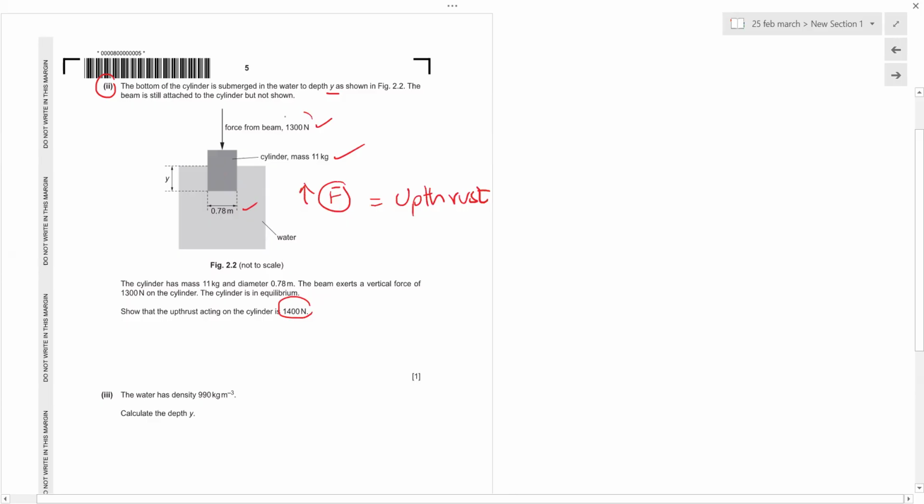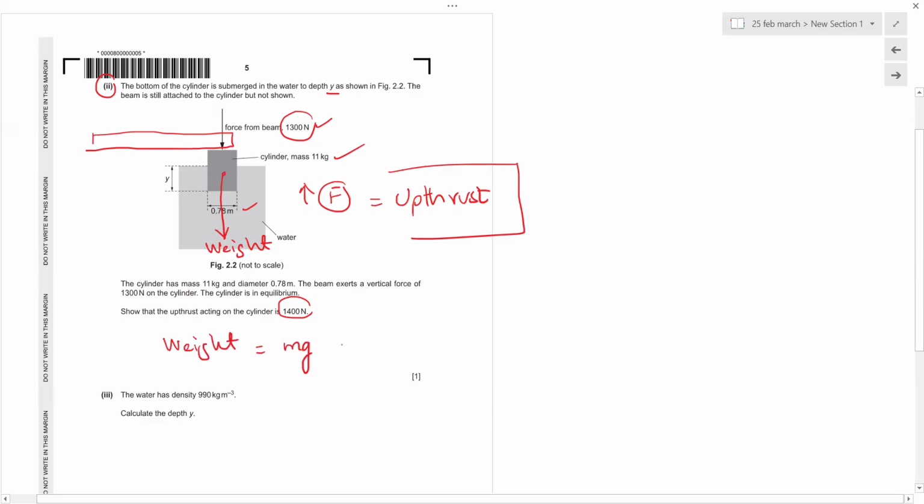So there is a downward force of 1300 Newton, and there must be some additional force. What would that be? Apart from the force exerted by that person and the beam, which we just did in the last question, the cylinder has its own weight, right? The total downward force should be balanced by the total upthrust. So let's figure out the weight of the cylinder. Weight would be M times G. M is 11, G is 9.81. So 11 into 9.81 gives us 107.91.